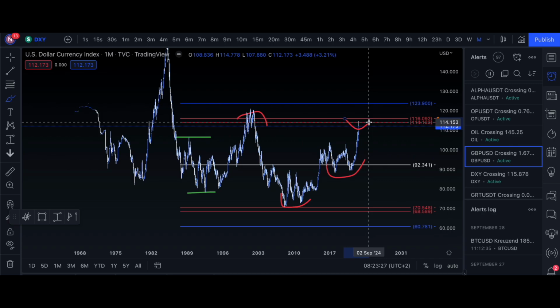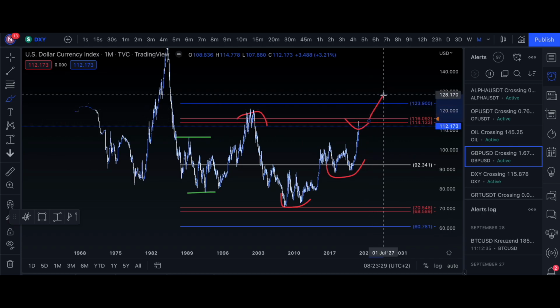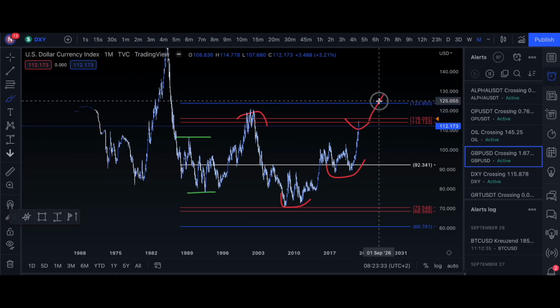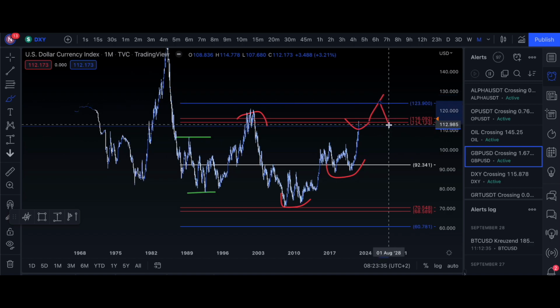So Dixie is facing some huge resistance, and the Dixie is the US dollar currency index, a very important thing. And if the dollar is weak, cryptocurrencies and in general the market is strong, because if the dollar rises, hey, yeah, it's just too much for this video now, but we can look for 123, but we are already at big resistance.